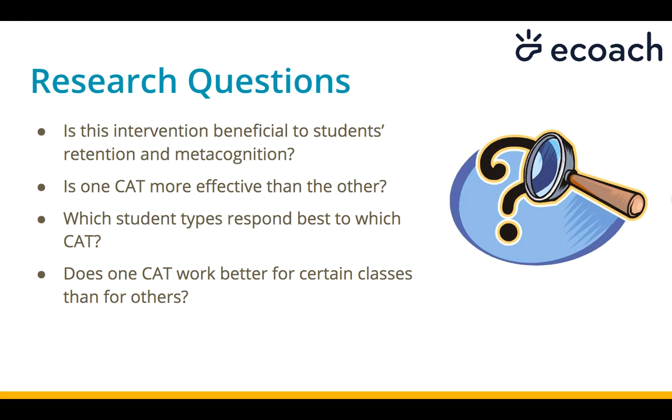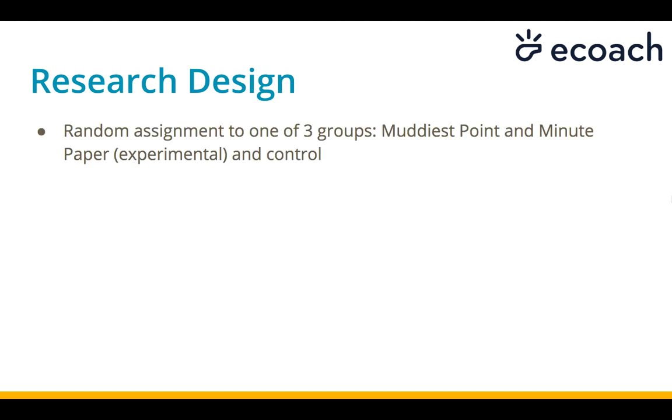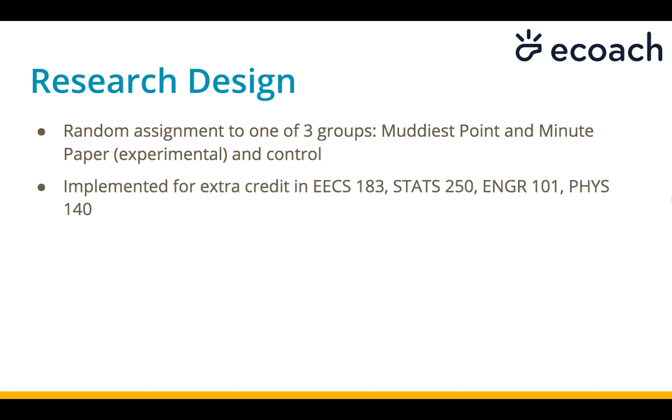And we hope that some of the answers to these questions can also be used to personalize the intervention for future students. So the research design that we ultimately decided on was to study this intervention. We'll have three groups: a muddiest point group and a minute paper group. These two are the experimental groups, and then a control group. The intervention has been implemented for winter 2020 in EECS 183, Stats 250, Engineering 101, and Physics 140 for extra credit. So that's the incentive for participating in this intervention.